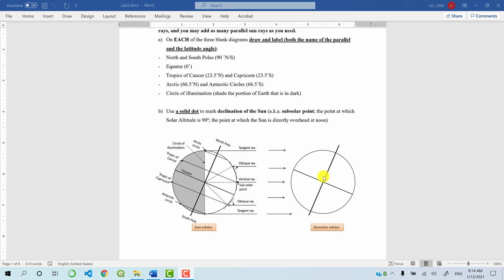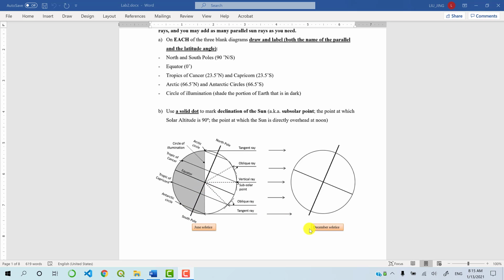So you just need to draw a line perpendicular to those parallel rays, but this line needs to pass the center of the Earth. The circle of illumination must pass the center of the Earth. Because the Earth's axis is tilted, on June solstice the entire region within the Arctic Circle is in the bright part, and the entire part within the Antarctic Circle is in the dark part. That gives us the seasons.